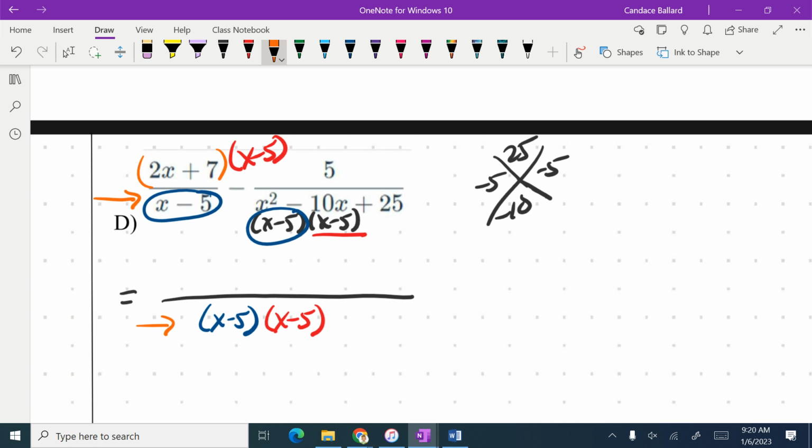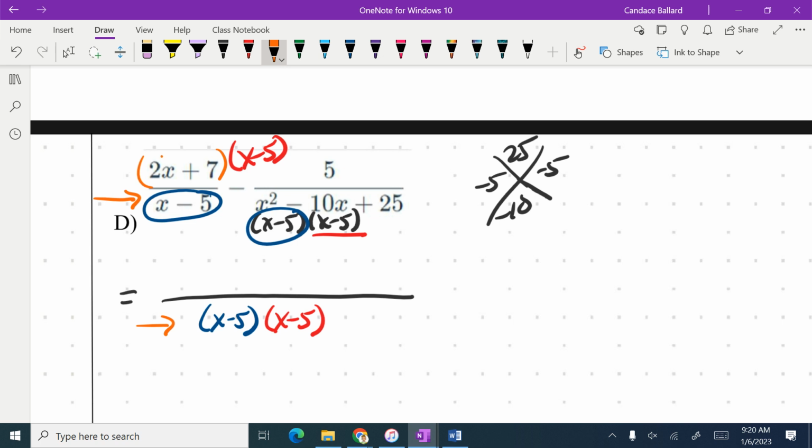Okay, I want you to check it with your table partner really quick. Everybody have a quick conversation. Okay, let's talk about it together.